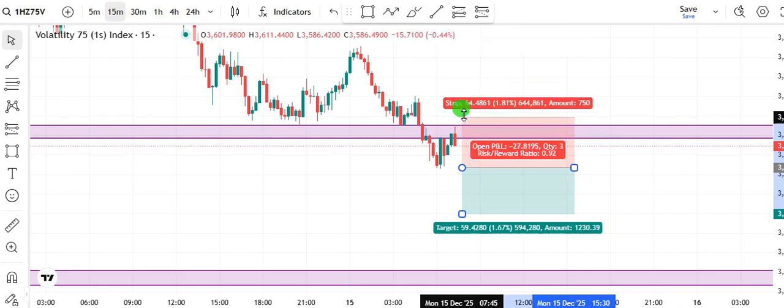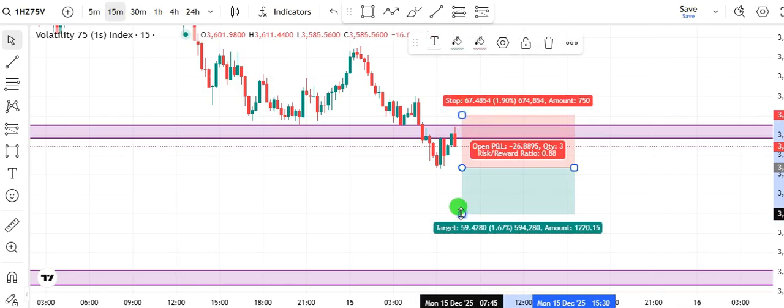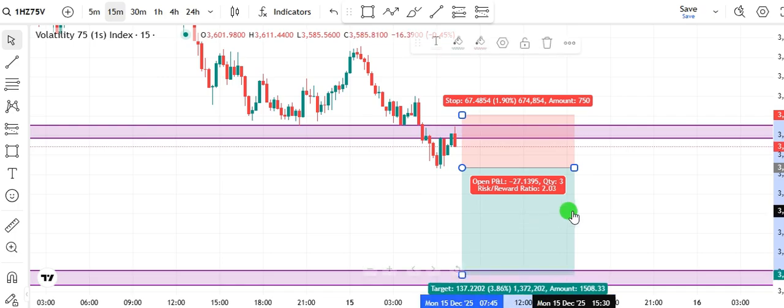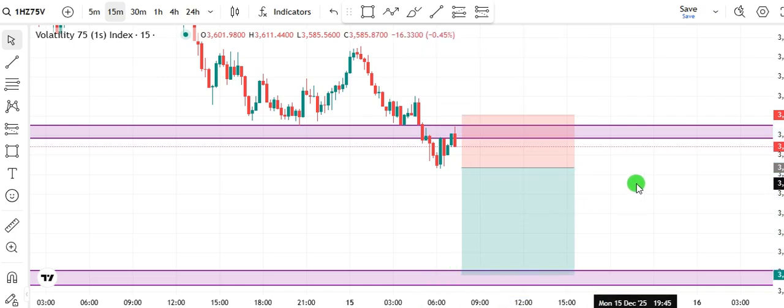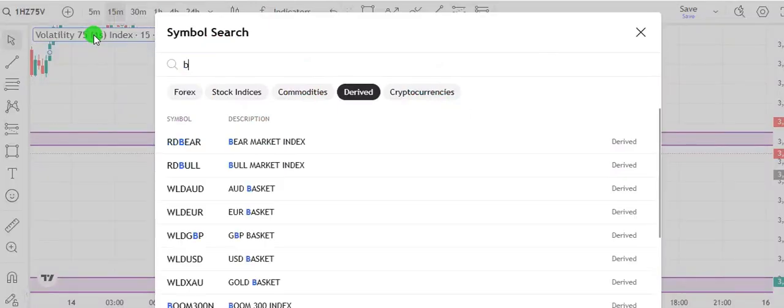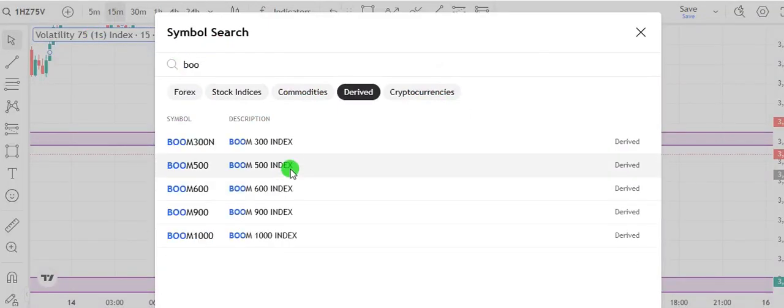That means our stop loss is going to be below this rejection, and of course, take profit is going to be around this level, which is definitely up to 1:2. Remember, 1:2 is the risk to reward ratio. Okay, that said, I wish everyone to be careful on this. Don't risk more than you can afford to lose. So let's go to Boom 500.